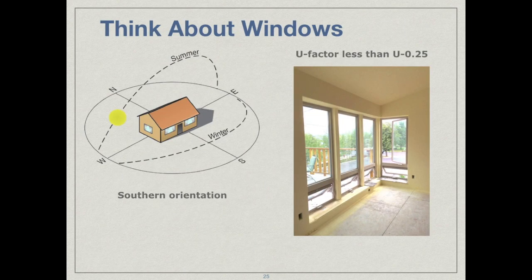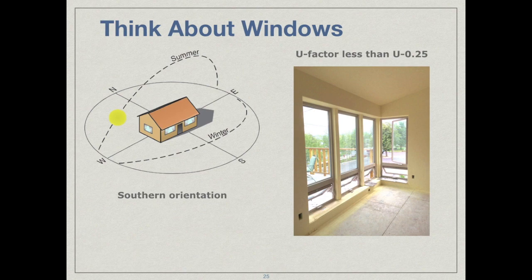So here are some thoughts about windows. The first step with windows is to just put as many of them as possible on the southern side of the building. That way they don't overheat in the summer, but they do gain some heat in the winter. It's pretty simple. The other thing is, how expensive do you need to go with windows?